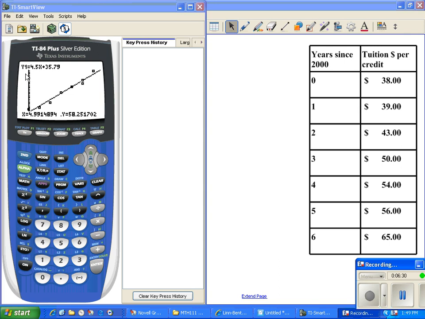Now that we have our equation, x would be the number of years since the year 2000. Y will be our predicted tuition in dollars per credit. We can then use our equation to make a prediction. If we're interested in the year 2010, we'd have 4.5 times 10 plus 35.79. That would give us an estimate of about $80.79 per credit in the year 2010. Whether that's the case, I think we'll find out soon enough.